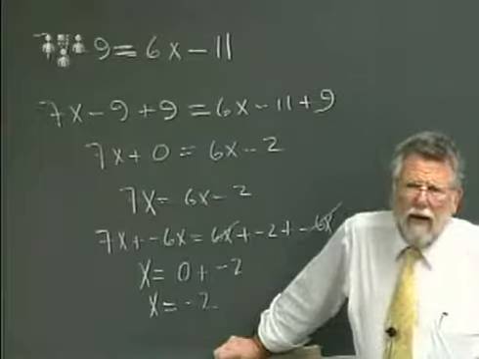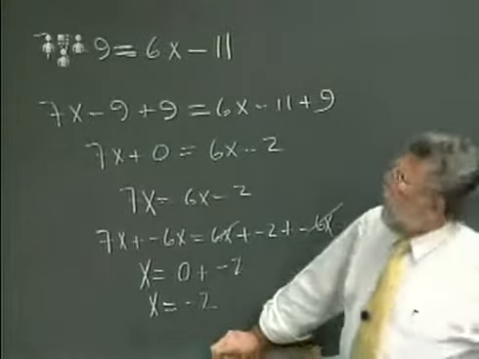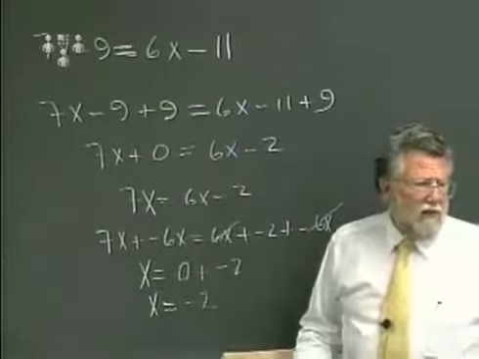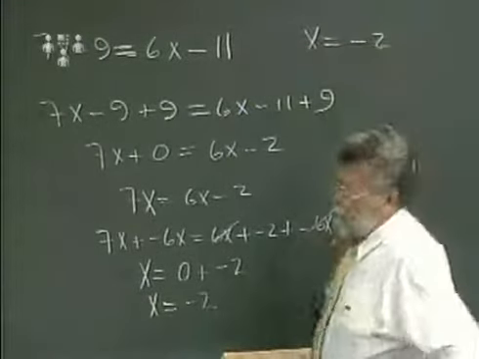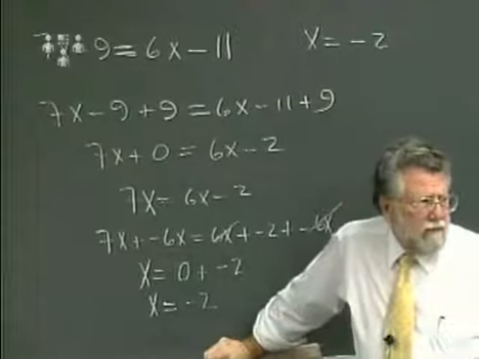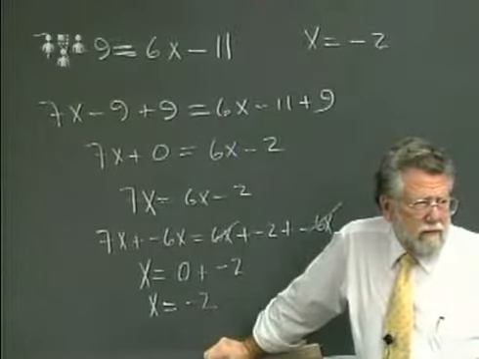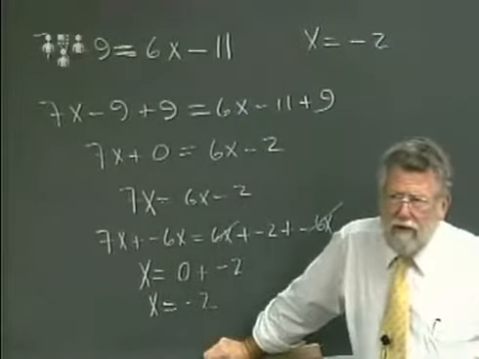Now, how would I do that in practice? I'd look at this and I'd say, gee, I'm going to take 6x from both sides. So that gives me x. I'm going to add 9 to both sides. That's -2. I'm done. I would do those 2 steps in my head.